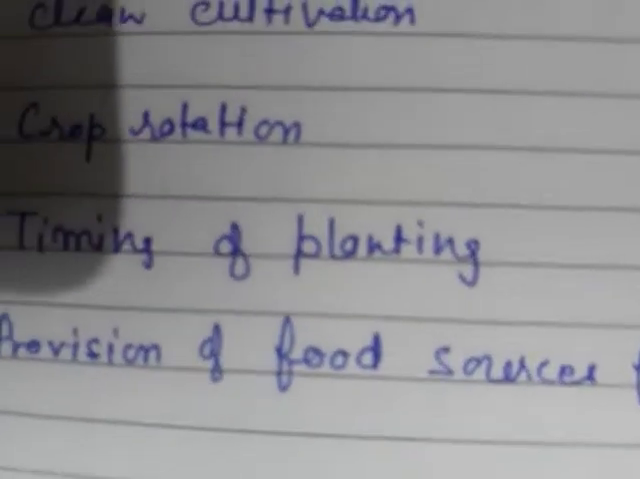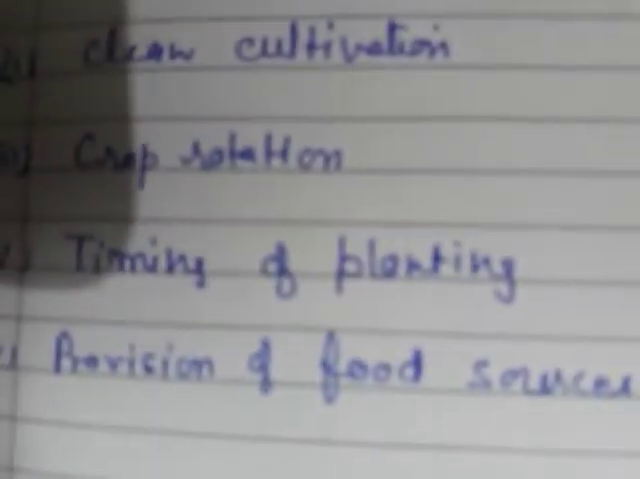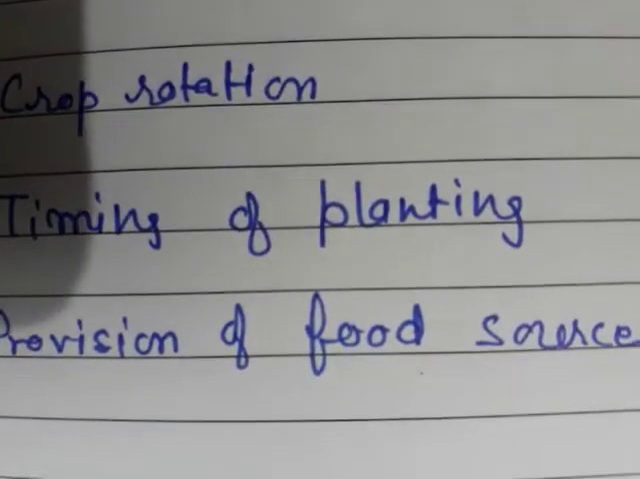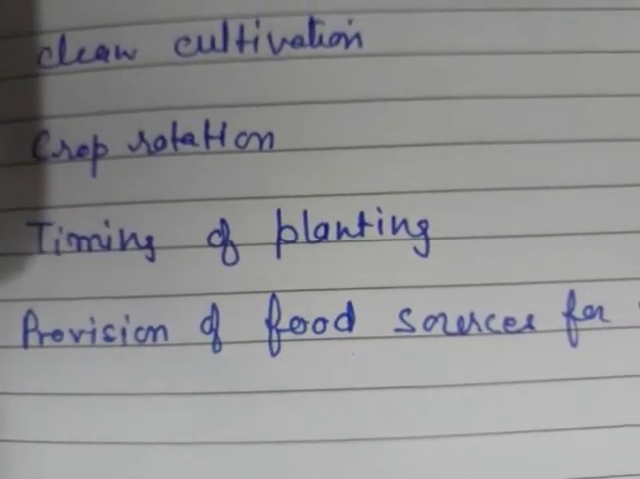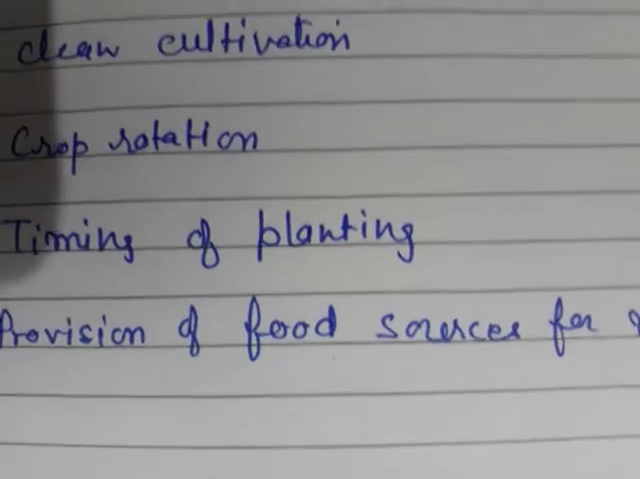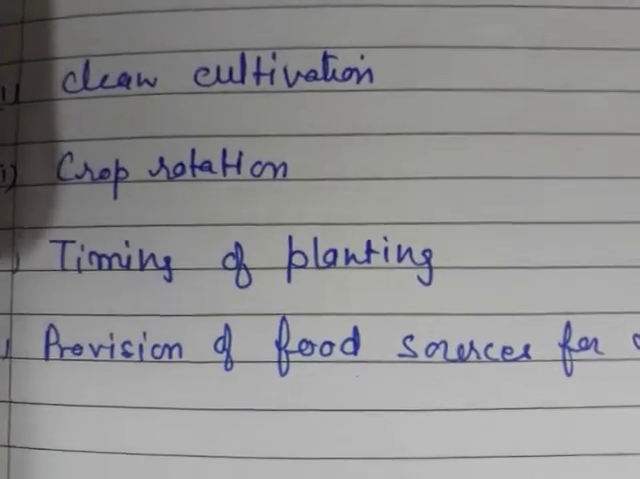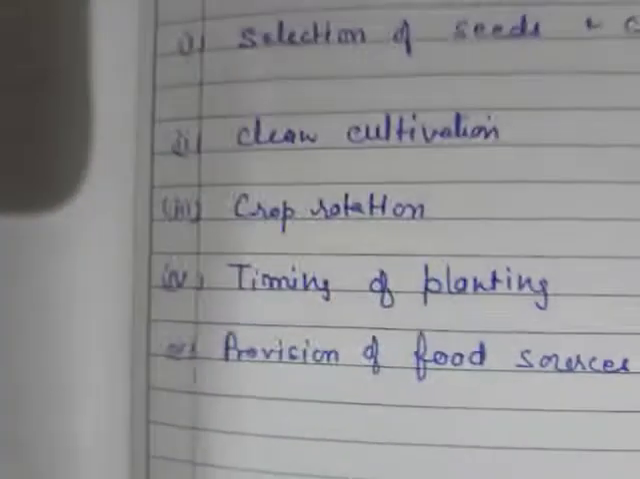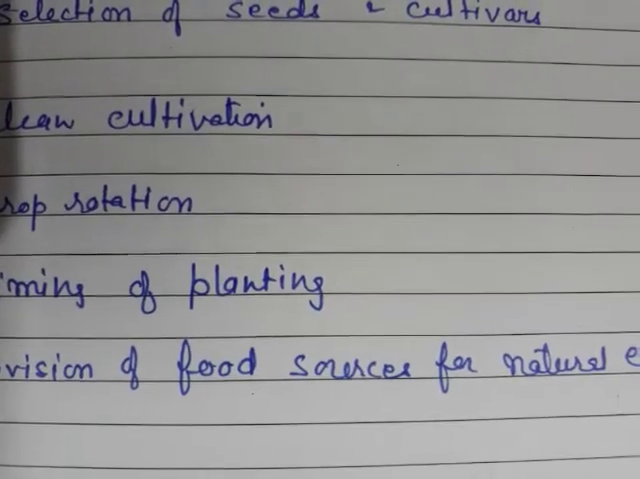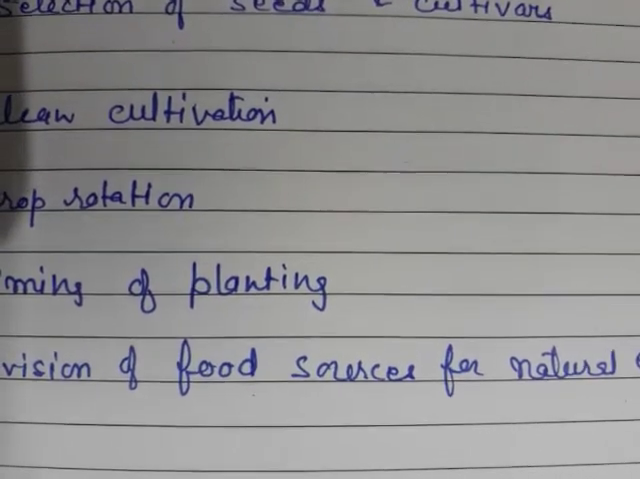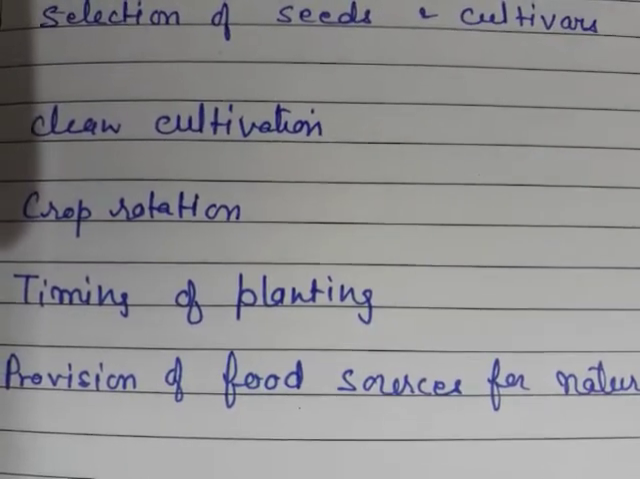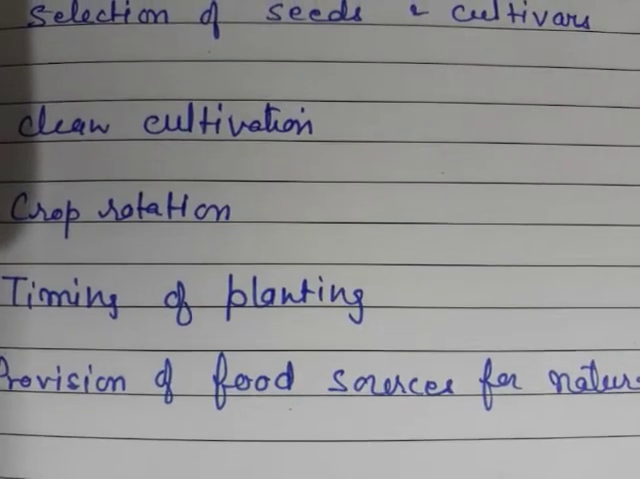Third is timing of planting. Alteration in planting date and harvest date can frequently result in escape from damaging pest infestation. This practice is more meaningful if planting of crop is done on the basis of information on the population dynamics of insects.